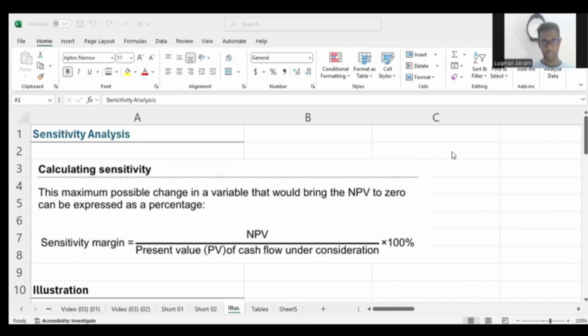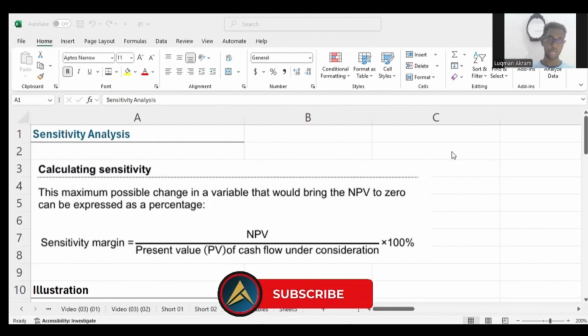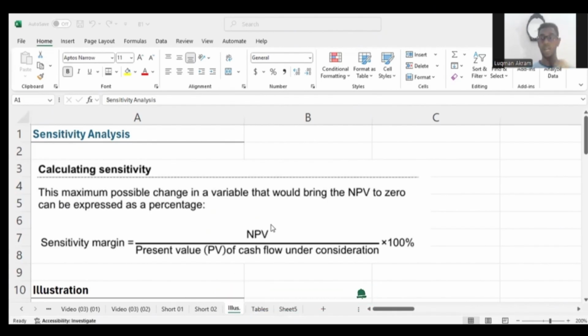Sensitivity analysis calculates the maximum change in a variable that would bring the net present value to zero. The variables here would be, for example, revenue, cost of capital, variable costs, incremental fixed costs, etc. The formula is net present value over present value of cash flows under consideration, multiplied by 100 to show it in a percentage. This is the formula for sensitivity margin. So let's delve right into the illustration now.